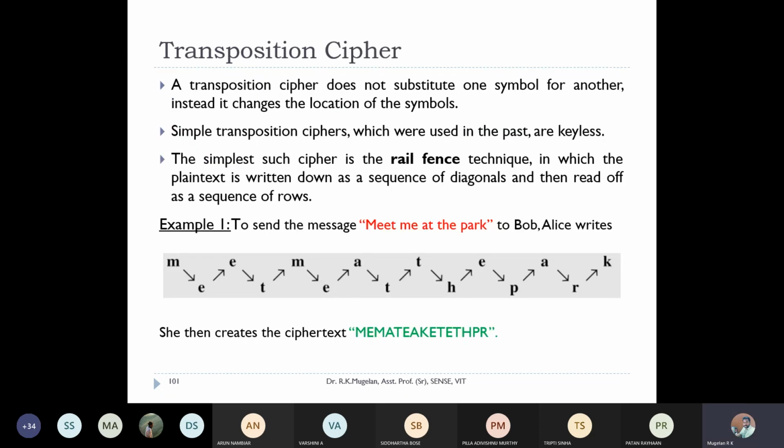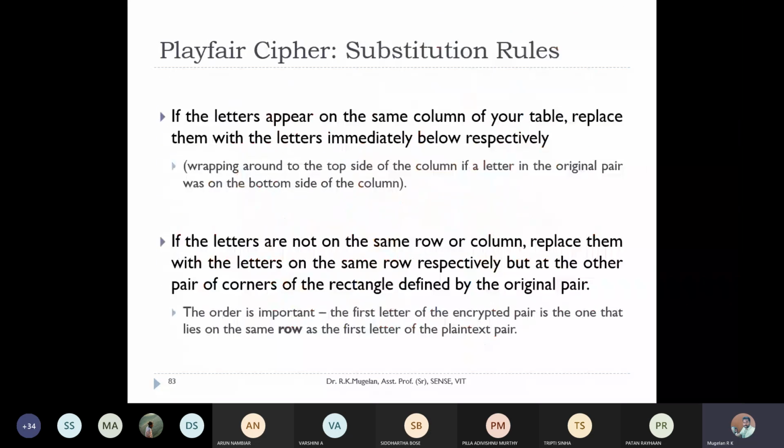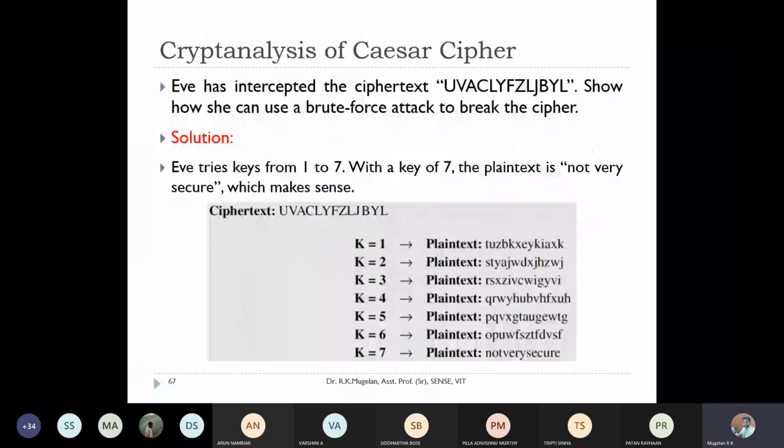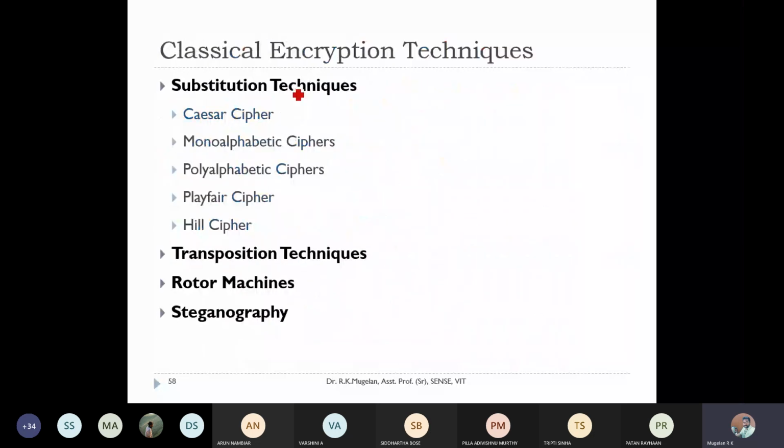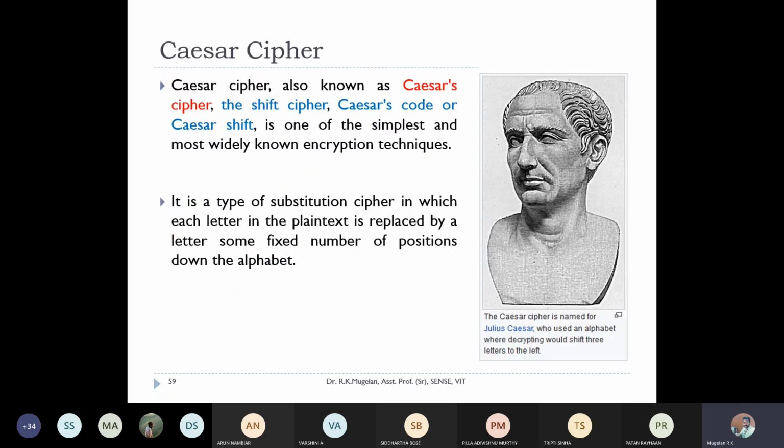Now we move on to our next one called transposition cipher. So now we have completed all the substitution cipher techniques which we already discussed. I hope you can remember: we have discussed Caesar cipher, monoalphabetic, polyalphabetic, Playfair, and Hill. Now we have completed the substitution techniques, and we are moving into transposition techniques.